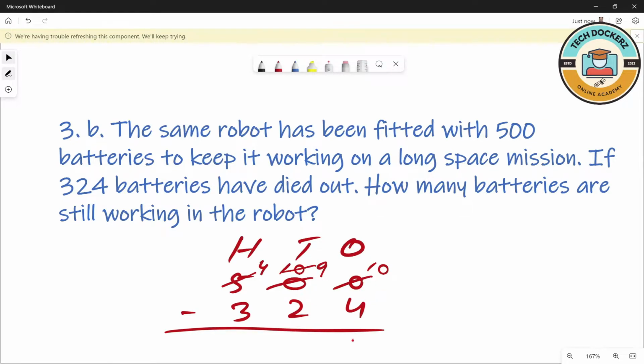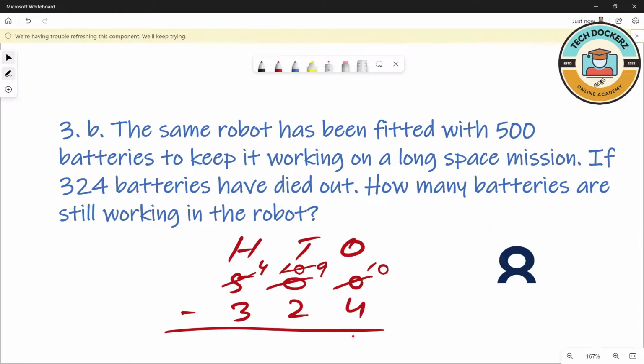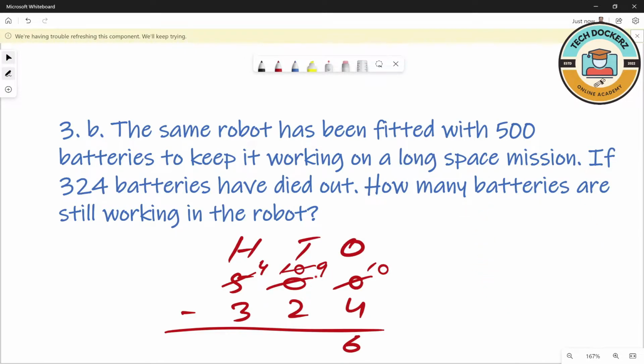So 10 minus 4. Keep 10 in your mind and start backward counting. 9, 8, 7, 6. 9 minus 2. Keep 9 in your mind and 2 on your finger. Start backward counting. 8, 7. 4 minus 3, 1. So 176 batteries are still working in the robot.